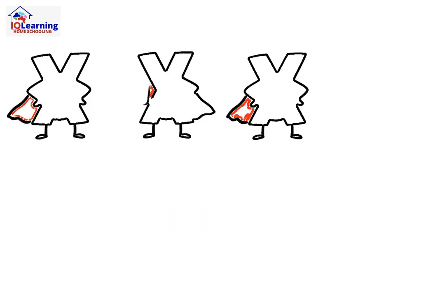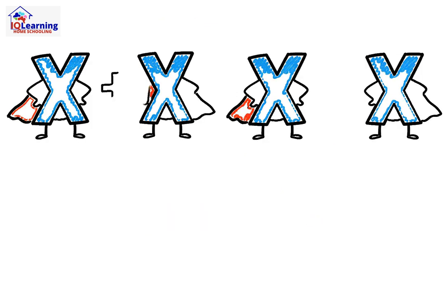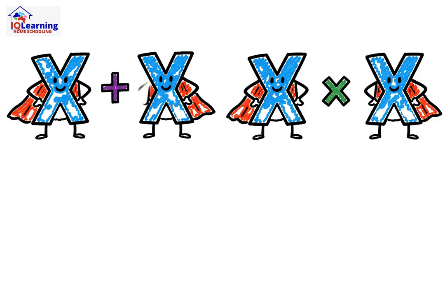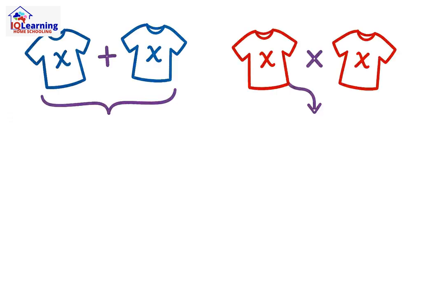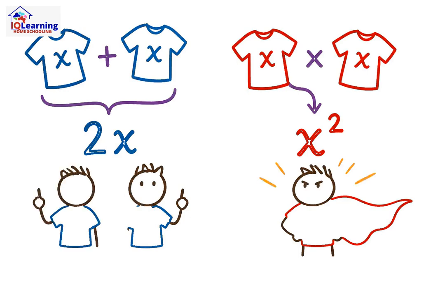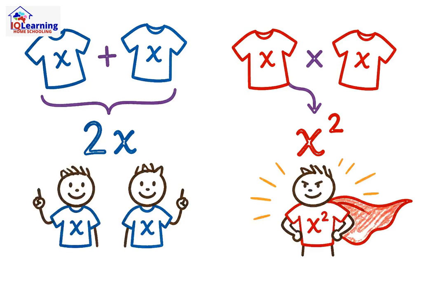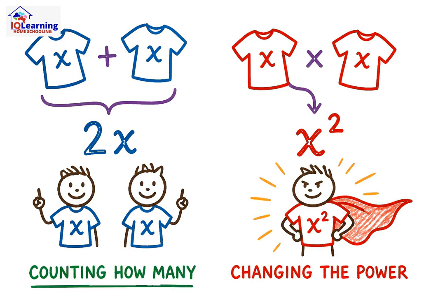And this brings up a critical point. Adding and subtracting are different from multiplying. When you add, the variable costume doesn't change. x plus x is 2x. But when you multiply, it does. x times x becomes x squared. Addition is about counting how many you have. Multiplication is about changing the power.